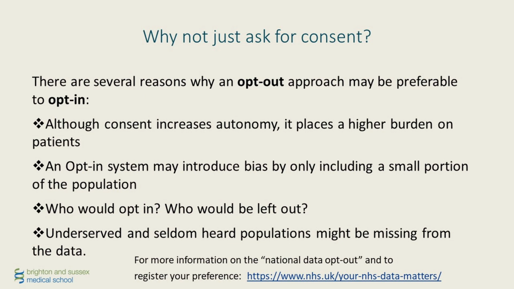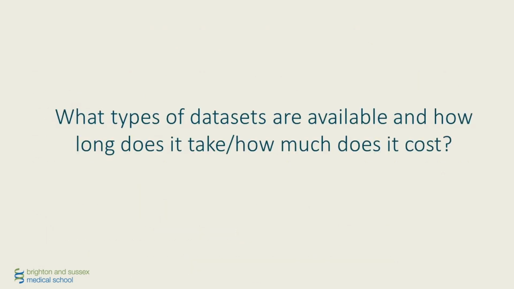One of the reasons we don't ask patients for consent is that although consent would increase patient autonomy, it places a high burden on patients and the healthcare system to secure that consent. And it's likely to introduce bias because the only people who would consent are a small portion of the population. You've got to start thinking about who would opt in and who would be left out. And it's very likely that with an opt-in system, underserved and seldom heard populations might be missing from the data. If this is something you feel strongly about and want to opt out, you can do so at this link, nhs.uk/your NHS data matters.